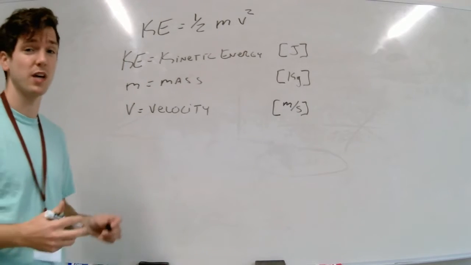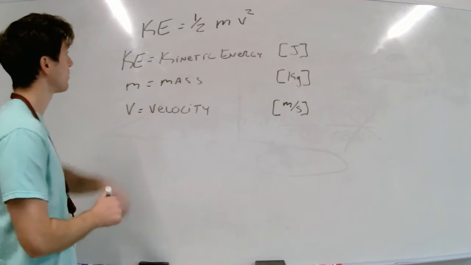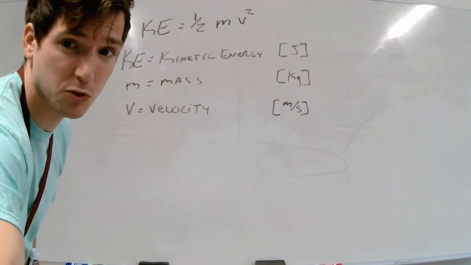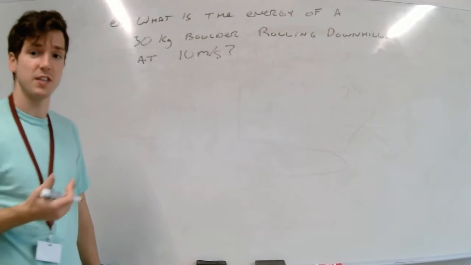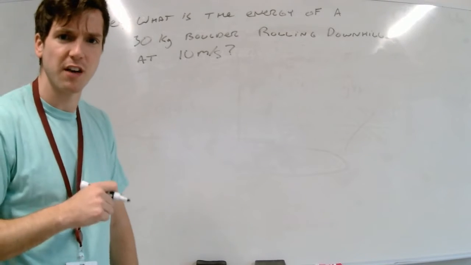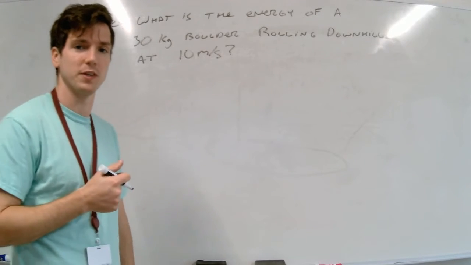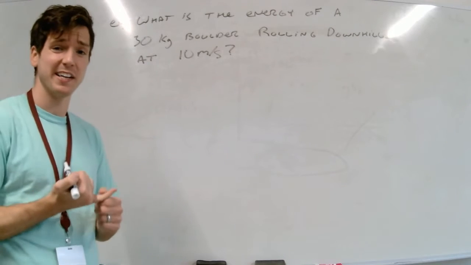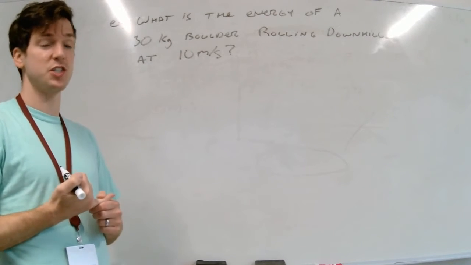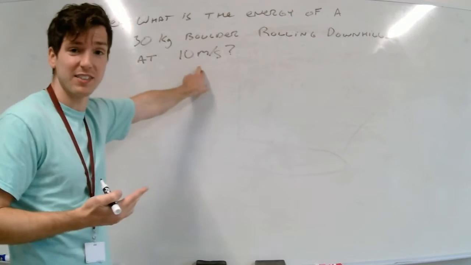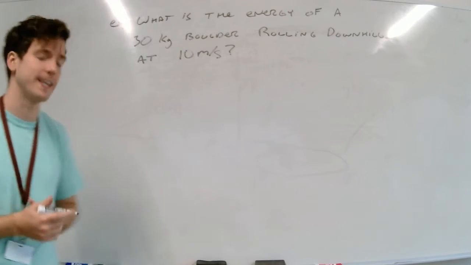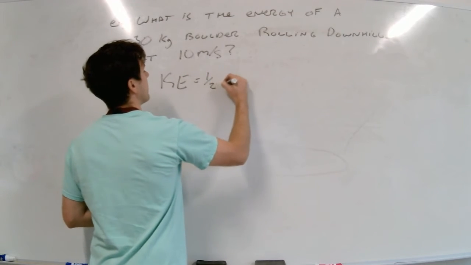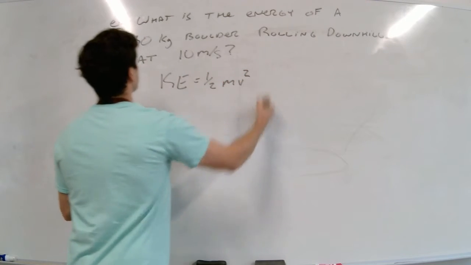So let's go ahead and do a couple examples here where we're using that equation of kinetic energy equals 1/2 mv squared. So our first example here, it says, what is the energy of a 30 kilogram boulder rolling downhill at 10 meters per second? So it wants energy, and if I had height in here, you'd probably be thinking potential energy, but now I have velocity here. So now we're thinking kinetic energy. So we got to be thinking KE equals 1/2 mv squared.